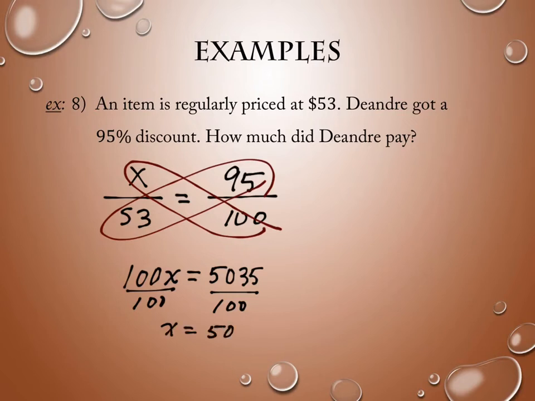And if we divide it, we would get 50.35, like that. What did we find? We found how much he saved. So we would need to take the original price minus the savings that he had. On this problem, this is how much he saved. So what is 53 minus 50.35? 2.65.